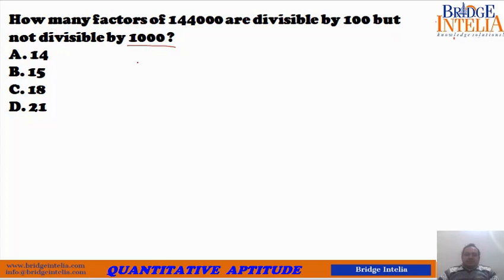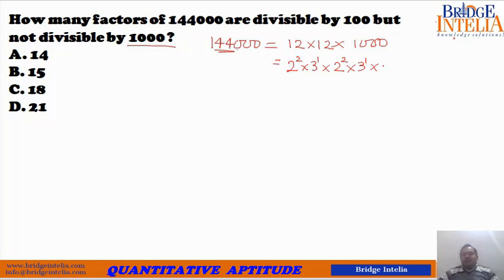So let's first prime factorize 144000. 144000 can be written as 144 is what? 12 square. So this is 12 into 12, into 1000. Now let's factorize. So 12 is 2 square into 3. So 2 square into 3 to the power 1. This 12 also can be written as 2 square into 3 to the power 1. 1000 can be written as 2 cube into 5 cube. So combining the powers, 2 plus 2, 4, 4 plus 3, 7. So 2 to the power 7 into, what about power of 3? 3 to the power 2 into 5 to the power 3.